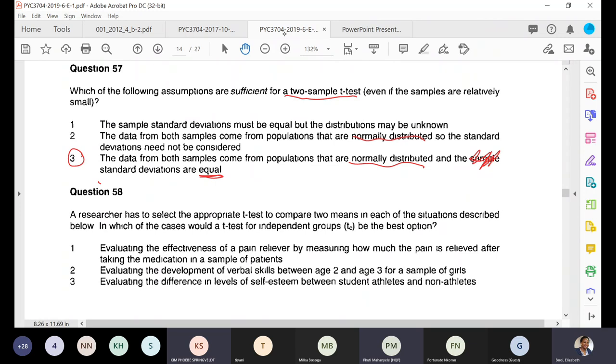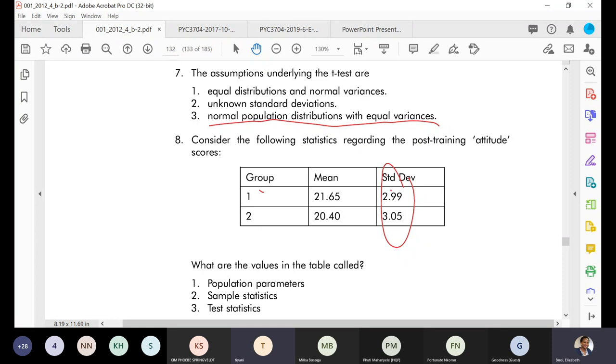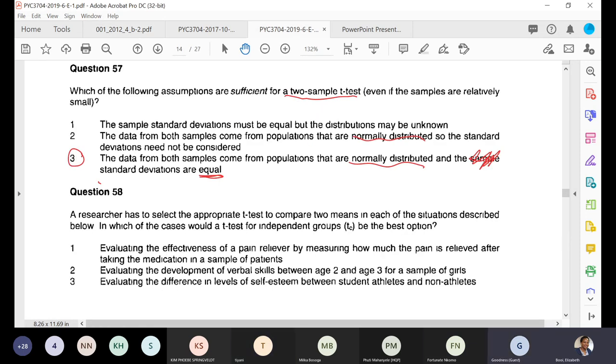Because also number 2 says a standard deviation from the population, so that the standard deviation need not be considered. In terms of that, we can say the standard deviations are unknown. So it can be that the population standard deviations are unknown and not that they are not considered. So it's very tricky to answer your module.